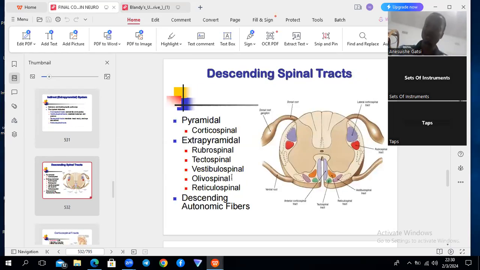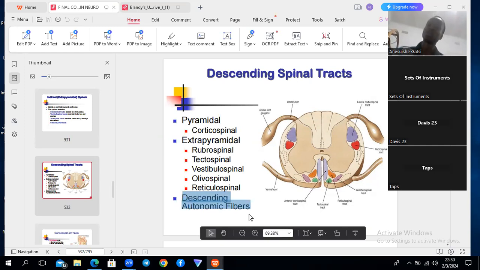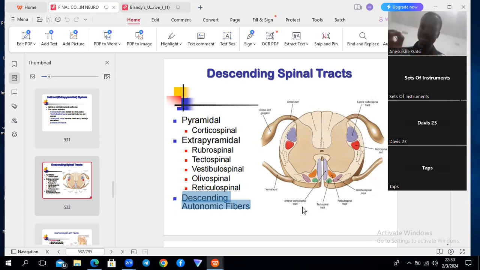I also left out the olivospinal, but not really for you guys. Then we have the descending autonomic fibers. So I'll just mention this in passing. The autonomic fibers come from the hypothalamus. Remember, autonomic has parasympathetic and there is sympathetic. So as they come from the hypothalamus, they descend as something called a hypothalamo-spinal tract. Most diagrams like this will forget to put that tract, but it's there. The hypothalamo-spinal tract will carry the sympathetic and the parasympathetic fibers from the hypothalamus.